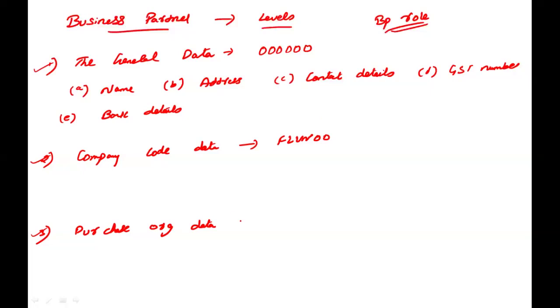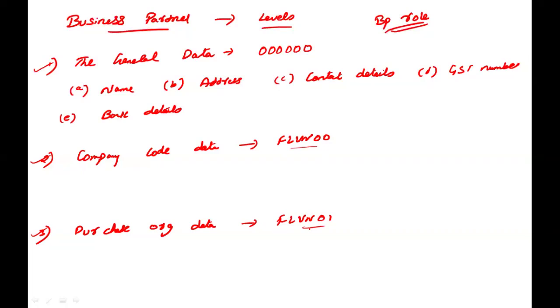Then for the purchasing data, you have another BP role, which is FLVN01. So these are the three BP role codes. If you want to convert the business partner into a vendor, then you should select this BP role and then convert it. When you see it in the system, it will be more clear. As of now, remember these codes. These codes are called the BP role.